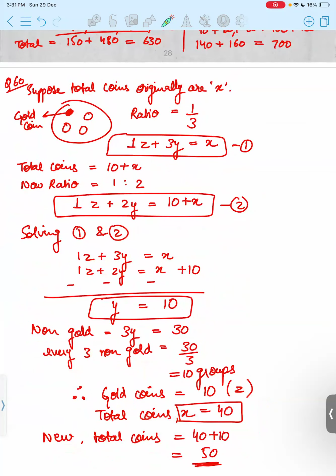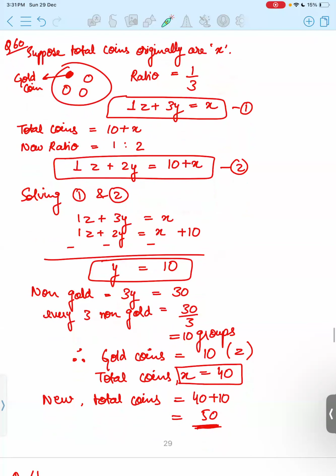So we make the equations. We made 2 equations on the basis of the information given to us. Initially, in every 3 non-gold coins, 1 would be a gold coin. So the ratio becomes 1:3. I made this equation: 1z plus 3y should be equal to x, which is the total number of coins. Now 10 more gold coins are added, so to x we add 10. The new ratio is given as 1:2, so the new equation on the basis of this ratio should be this. I solved it, and y here is not the total number. It should be 3y.